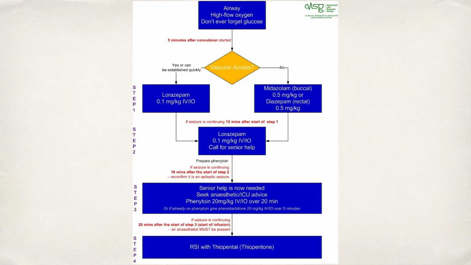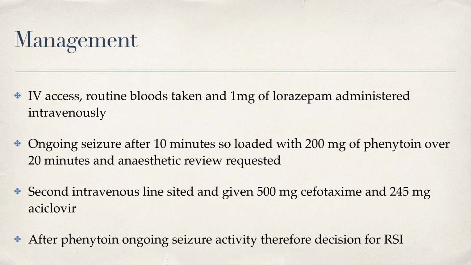So you go on to manage her as per the APLS guidelines. As she has good veins, you insert an intravenous cannula rapidly, send off some routine bloods, and give her 1 milligram of lorazepam, which is 0.1 milligrams per kilogram, using an estimated weight of 10 kilos.